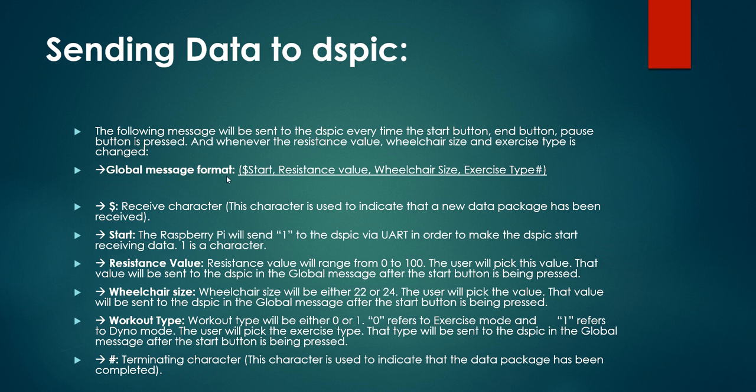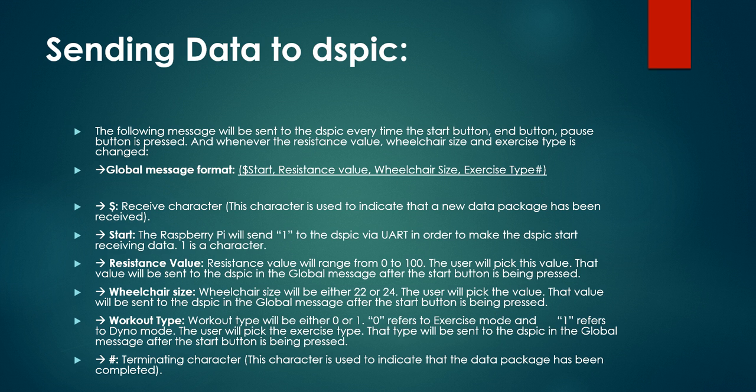This is the packet over here, the global message format. The first character, as you can see here, is a $ sign. This is just a receive character, used to indicate that a new data package has been received. The second character will be either 0 or 1. If it's 0, it means the dspic should stop receiving data. When it's 1, it means the device is active, meaning the user selected the start button.